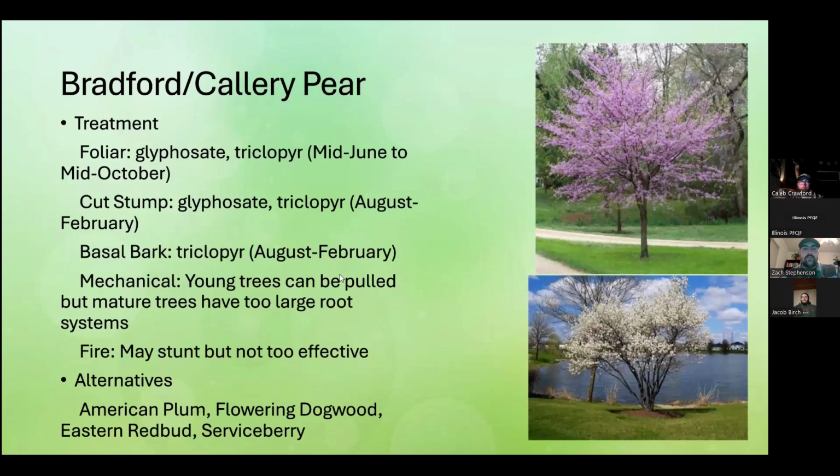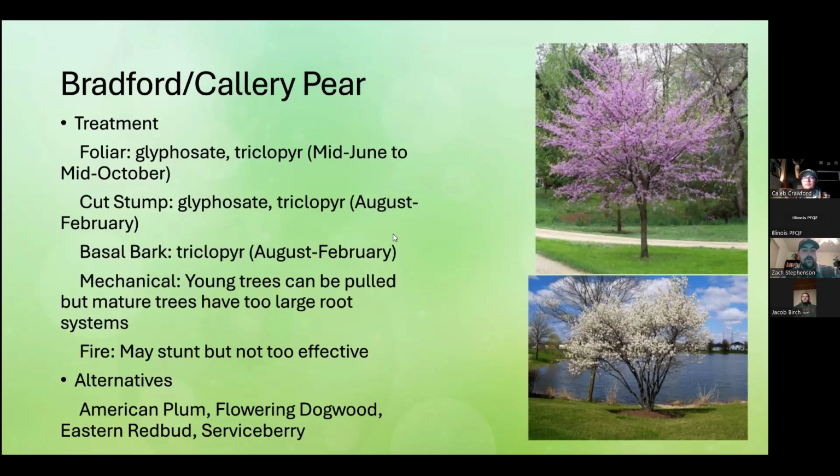But the treatment that you should use for the Bradford and Callery pear is a foliar spray with glyphosate or triclopyr, and that'll be in mid-June to mid-October. Like Jacob was saying, you have to find the windows of when you can really do these, so they're a little bit more treatable so that you get the job done when you actually are going to treat them. You can cut stump with glyphosate or triclopyr, and that'll be in August to February months. So it definitely gets that good take, as well as for basal bark with the triclopyr in August and February.